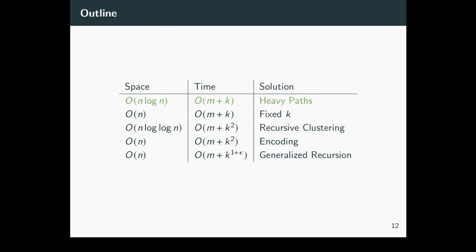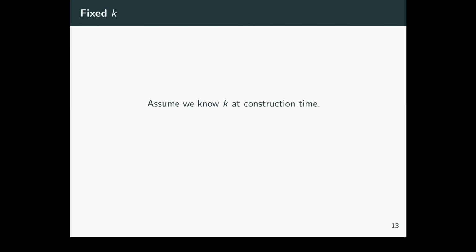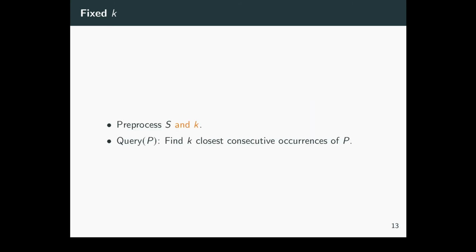As we mentioned, this has the optimal query time of O of m plus k, but it uses more than linear space. So now we want to see if we can improve this space usage. And we're going to do this by starting with relaxing the problem. So assume that we know k at construction time. That is, we're now in a new problem. Now we want to pre-process s and k to get a data structure such that when I come with a query that only has a pattern, we're going to return the k closest consecutive occurrences of p.